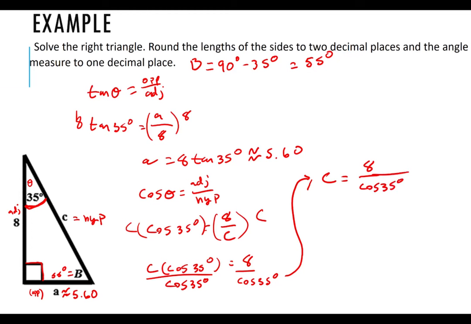And so then I can evaluate this. 8 divided by cosine of 35 degrees. Of course, make sure you're in degree mode at this point. And I get the approximate value of 9.77. And so I claim that the hypotenuse that we have found is 9.77. And so we have found all of the values that we needed to find.